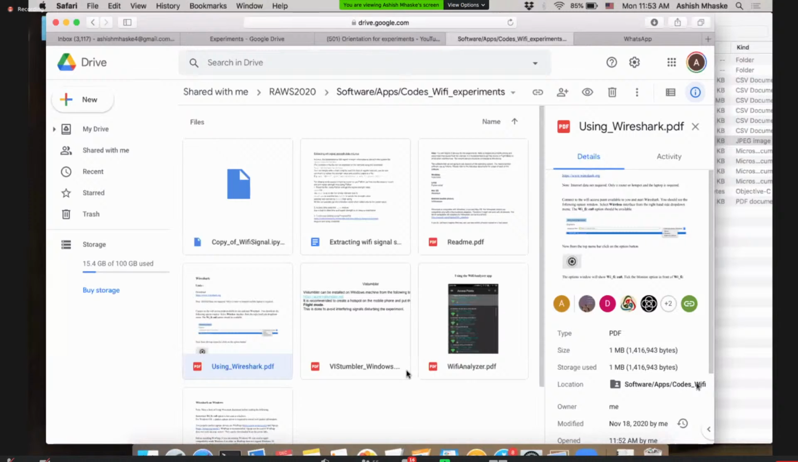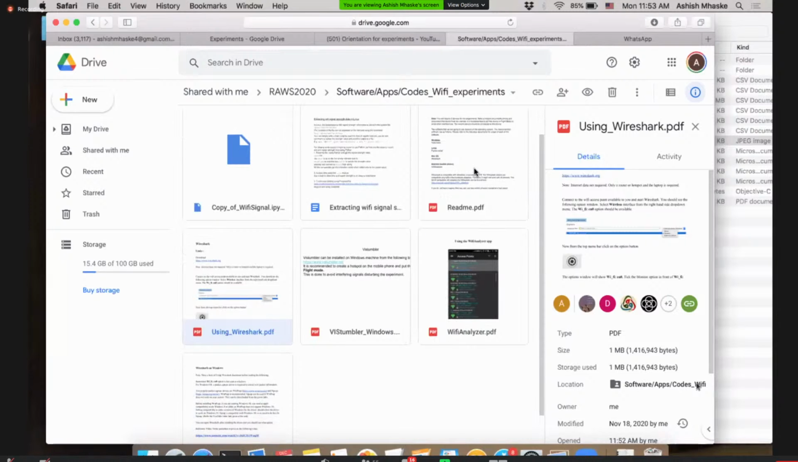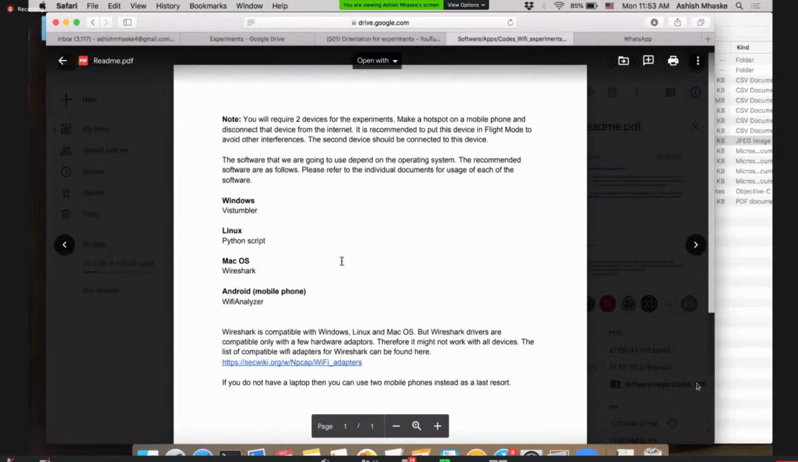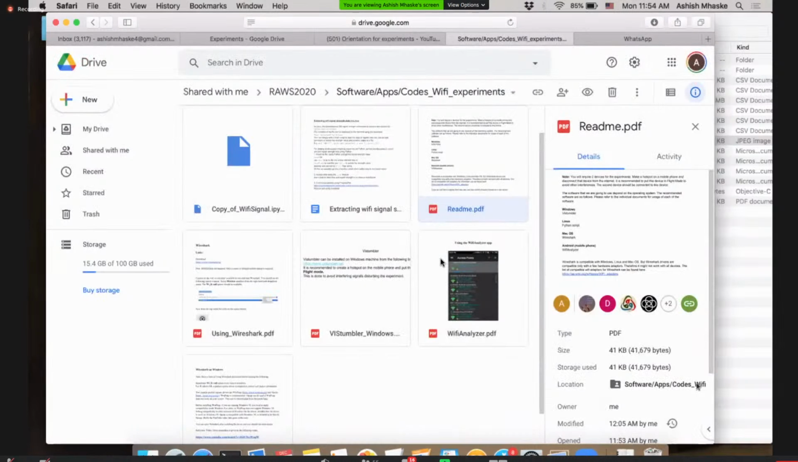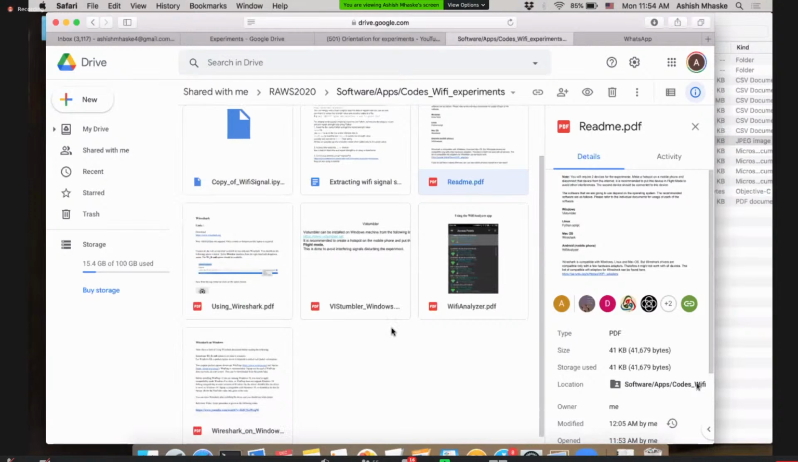So I hope that clears it. There is a README file here which gives the details of how to use, what to use, and the installation procedure is very straightforward, and usage is given in individual manuals.